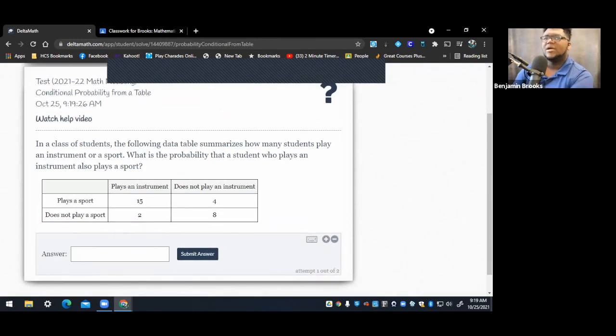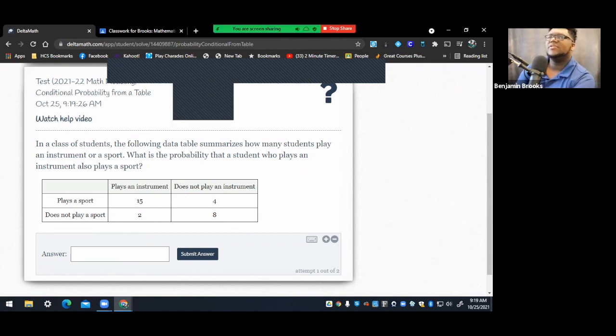All right, conditional probability from a table. In a class of students, the following data table summarizes how many students play an instrument or play a sport. What is the probability that a student who plays an instrument also plays a sport?